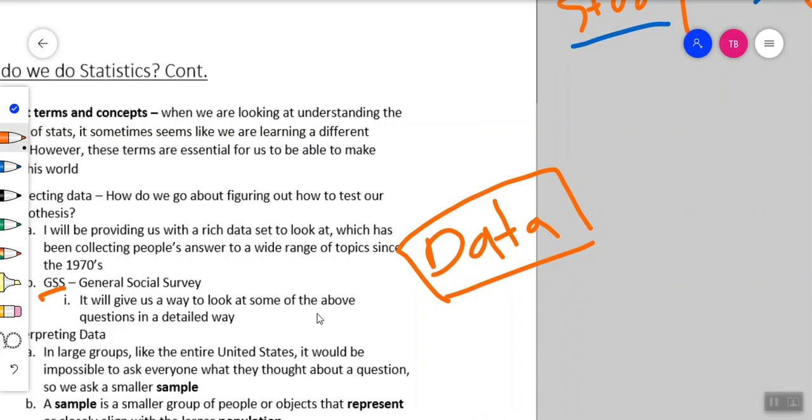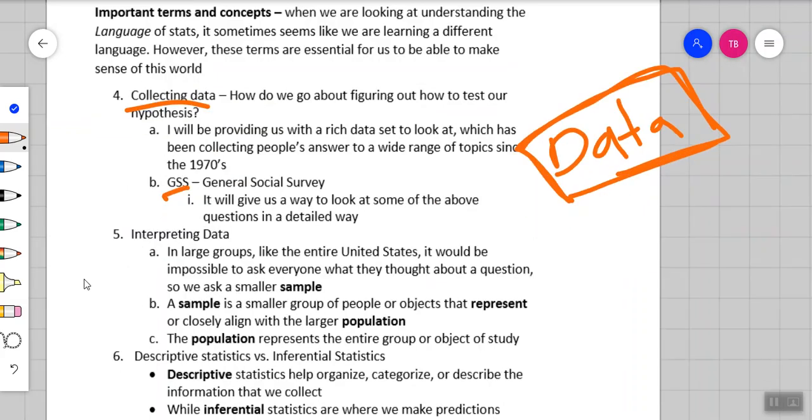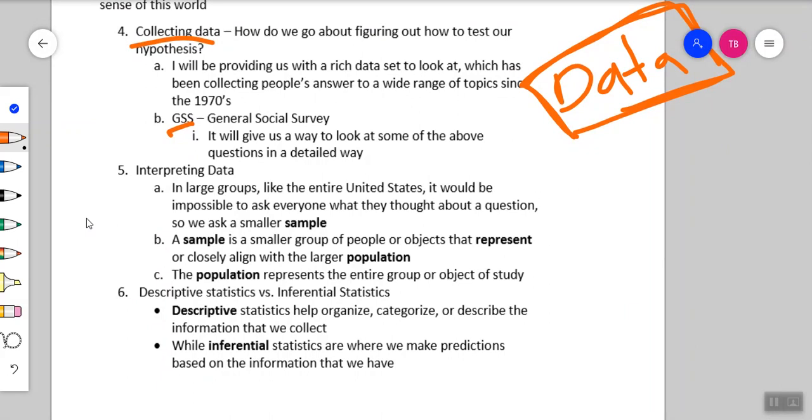So collecting data, it's always important to have a set of data on where we get this information from. So that's part of the collecting data. A little bit further down is part of interpreting. So I want to distinguish some things here. So two terms we're going to see a lot is sample and population. Sample and population. So a sample is a smaller group of something, whereas population is the whole group you're interested in.